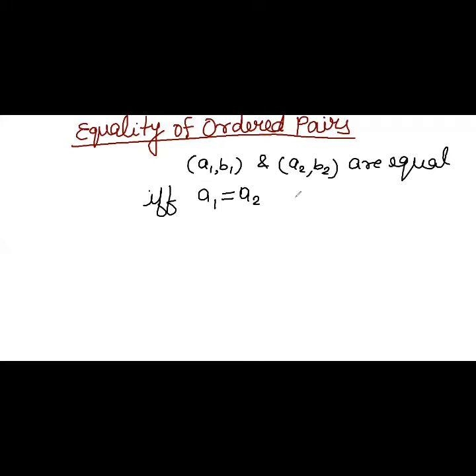So first ordered pair I'm taking here (A1, B1), and second ordered pair I'm taking here (A2, B2). If we are considering these two are equal, means if and only if A1 equals A2 and B1 equals B2, means position of elements are equal. If A1 equals A2 and B1 equals B2, then only we can say (A1, B1) and (A2, B2), these two ordered pairs are equal.